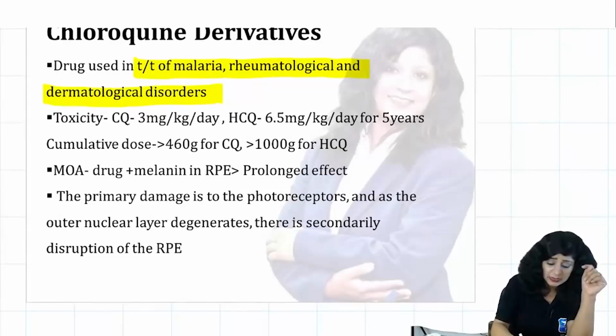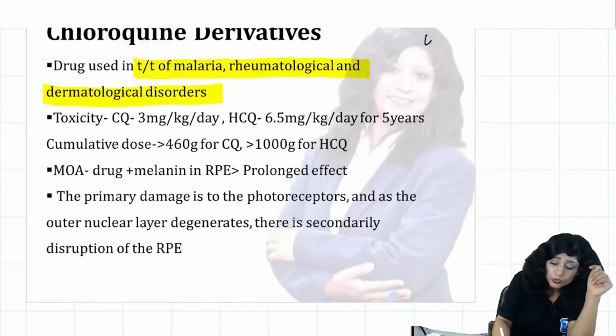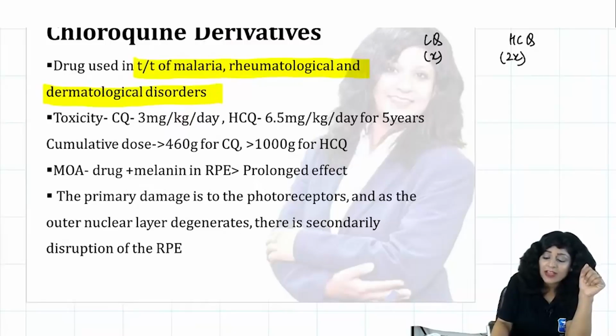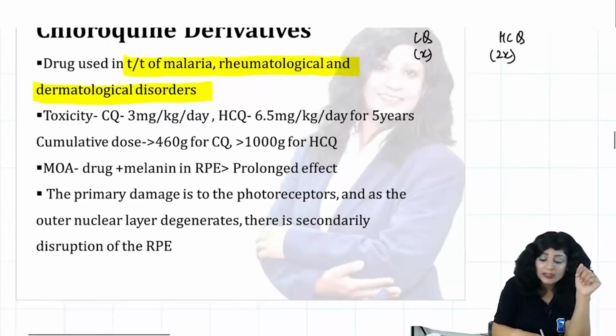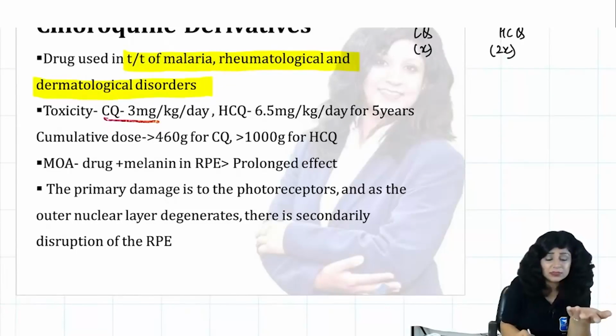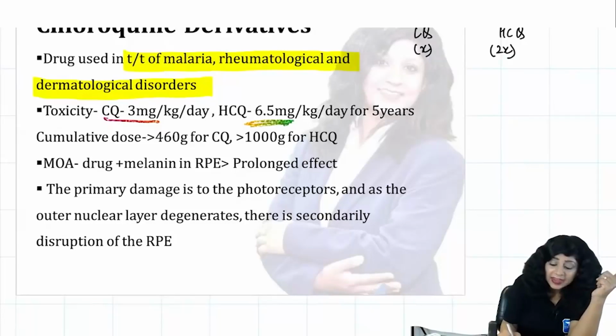So always remember that you have chloroquine and you have hydroxychloroquine. I have told you this 100 times. So this is 1x, so this becomes 2x, right? So all the values are double here. So if you look at the daily doses, chloroquine is 3 milligram, so hydroxychloroquine is double, 6.5, and the duration is 5 years.